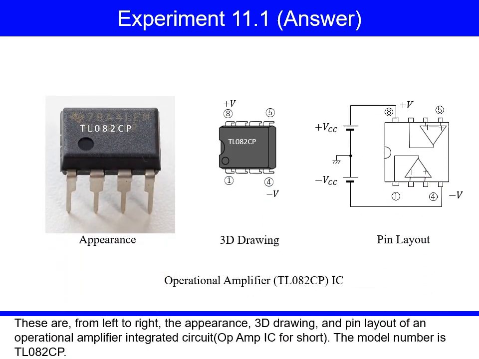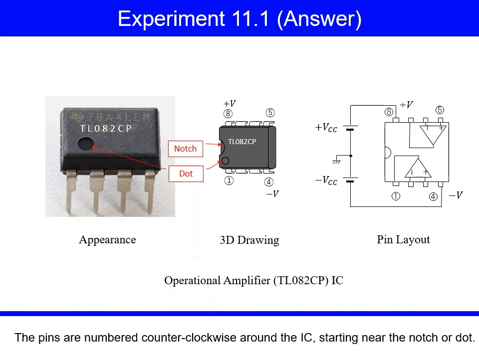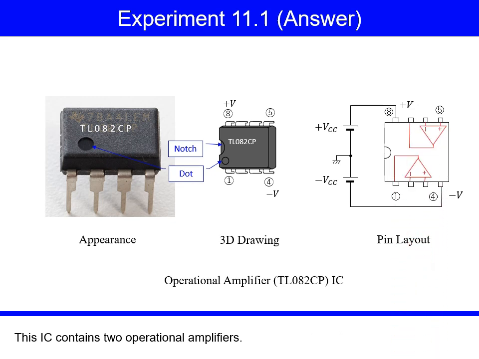These are, from left to right, the appearance, 3D drawing, and pin layout of an operational amplifier integrated circuit, op-amp IC for short. The model number is TL082CP. The pins are numbered counterclockwise around the IC, starting near the notch or dot. This IC contains two operational amplifiers.